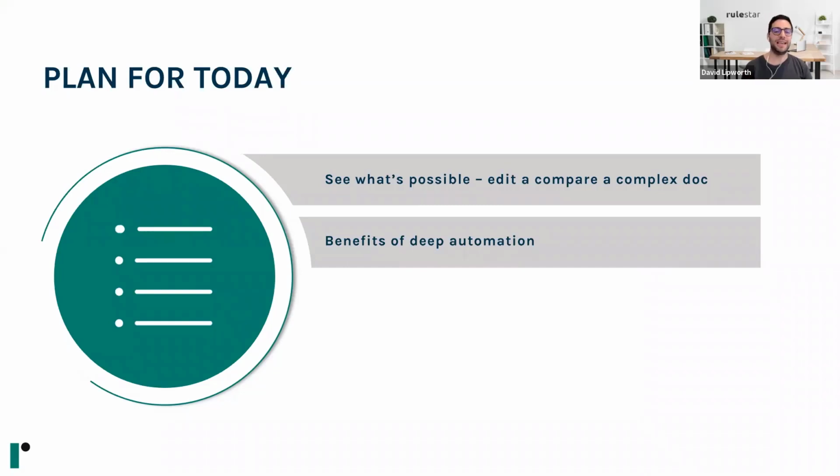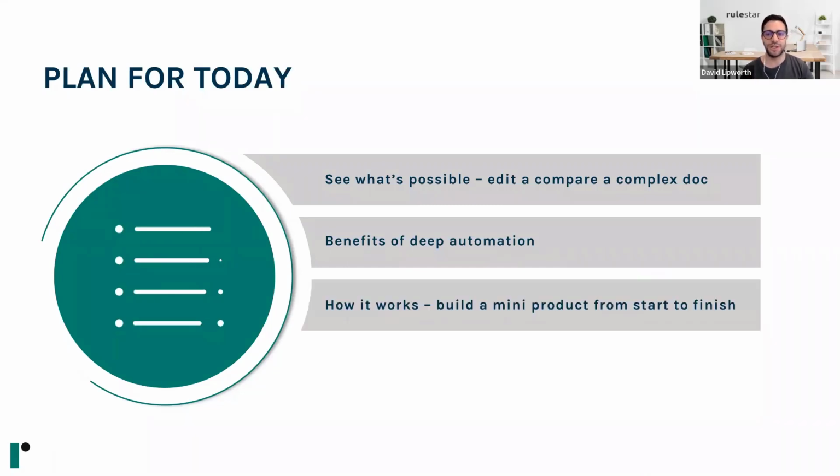Okay, so those are the key benefits of this kind of deep automation. What I'd love to do now is show you that you can do this too, right? So show you how you can implement this sort of automation for yourself using Rulestar. So what we're going to do is build an entire automated document together now from start to finish.